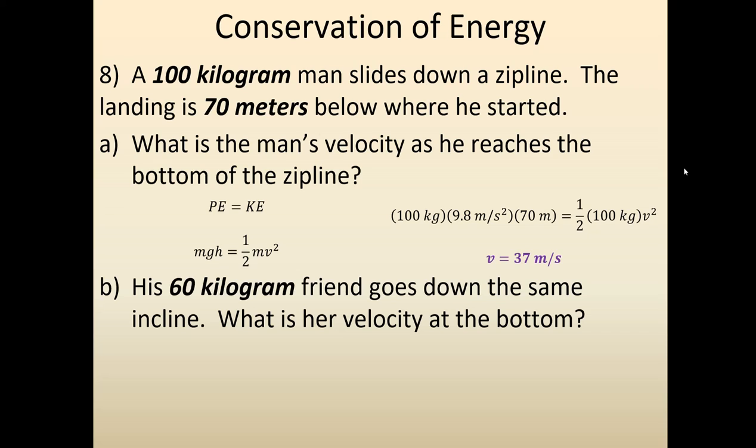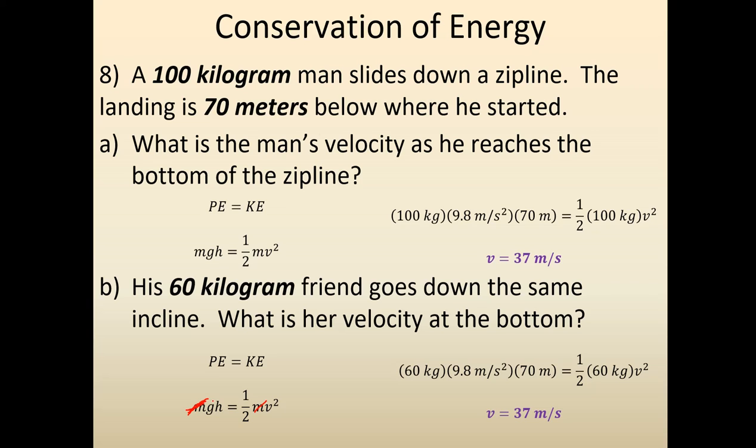Everything about this beginning stays the same because the only thing that changed was the mass. So the substitution is going to go from 100 kilograms to 60. But it turns out we get the exact same speed. The reason being, if we look at this equation, we have a mass on both sides of the equation, which means I can drop it.